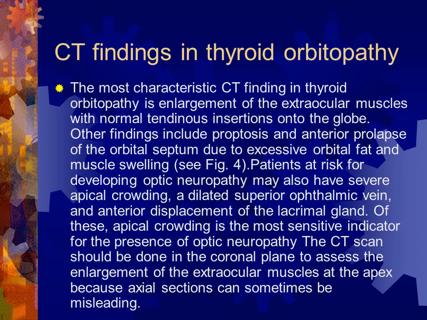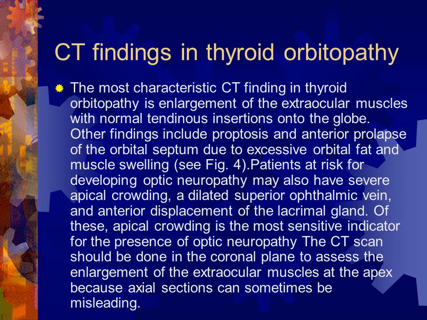CT findings in thyroid orbitopathy. The most characteristic CT finding in thyroid orbitopathy is enlargement of the extraocular muscles with normal tendinous insertions onto the globe. Other findings include proptosis and anterior prolapse of the orbital septum due to excessive orbital fat and muscle swelling.